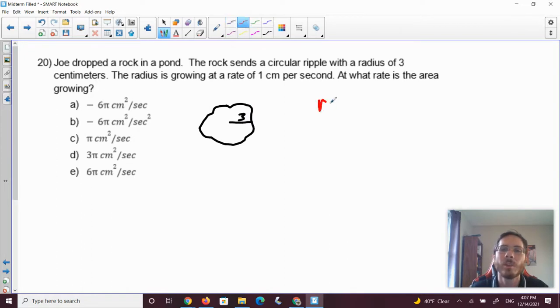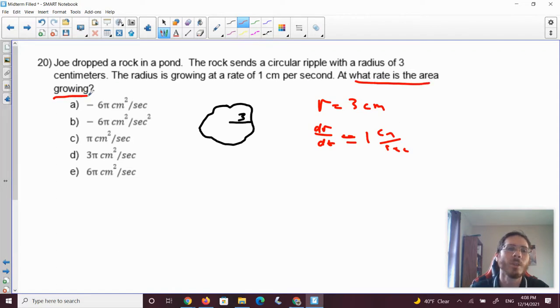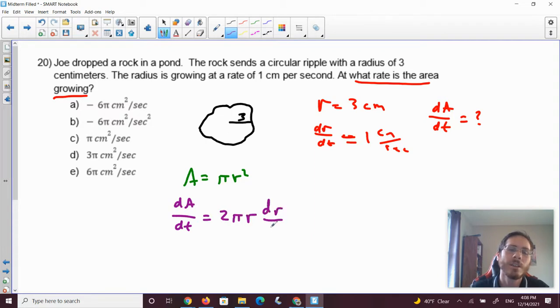So let's get our right box going. We know that the radius is 3 centimeters. We know that it's growing, so dr/dt is going to be 1 centimeter per second. And it says at what rate is the area growing? So we know we need dA/dt. That's going to be our question mark in this question. We need an equation. Since we're dealing with the area of a circle, we're probably going to use the area of a circle formula, A equals pi r squared. We can take our derivative, so dA/dt is equal to 2 pi r dr/dt.